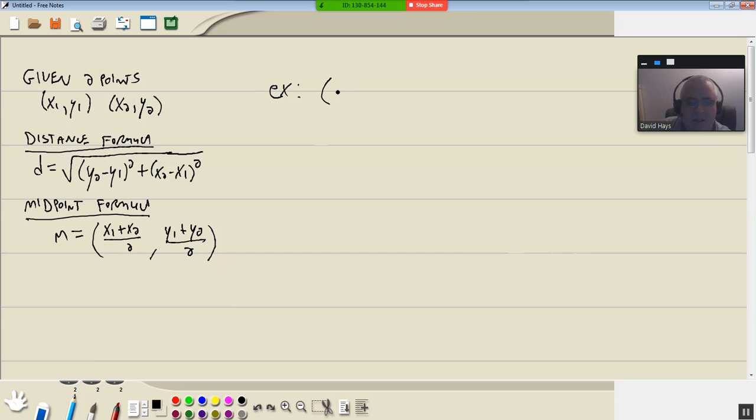So let's pick a set of points, negative 3, negative 1, and negative 4, and I don't know, 5, I guess. And let's find the distance between those 2 points, and we'll also find a midpoint that lies between these two. Well, first off, I need to label these. This is my first point, so this will be x1, y1. This is my second point, so this will be x2, y2. Actually, it doesn't matter which one you label as your first point and which one you label as your second point. It works out either way.